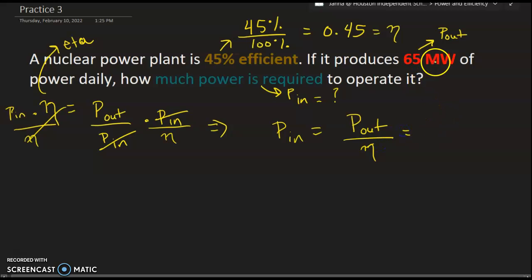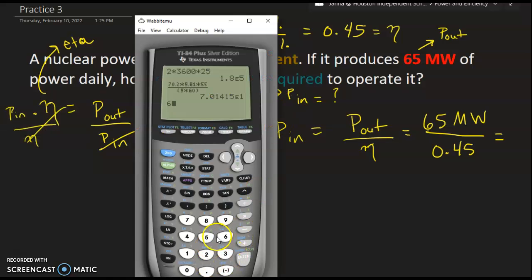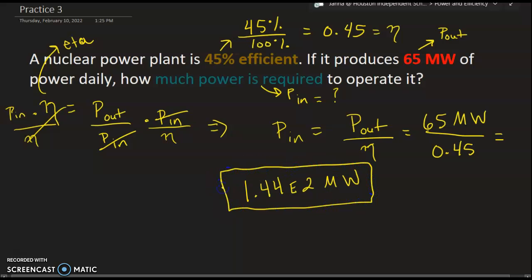So now we just plug in. I'm going to leave it in megawatts. That's fine. 65 MW, that's 65 million watts divided by 0.45. Grab the calculator. 65 divided by 0.45. That equals 144 or 1.44 E2. So 1.44 E2 megawatts of power is required to operate the plant.